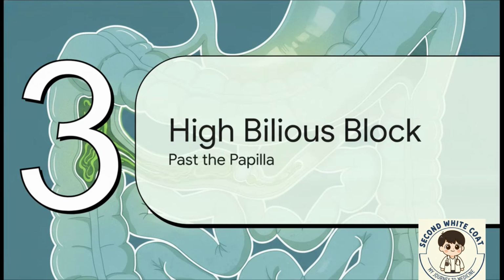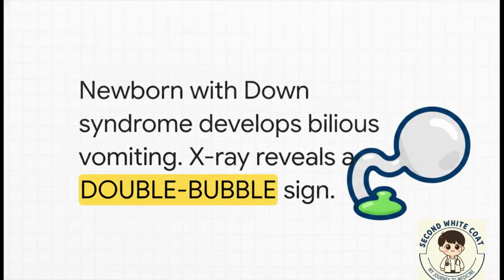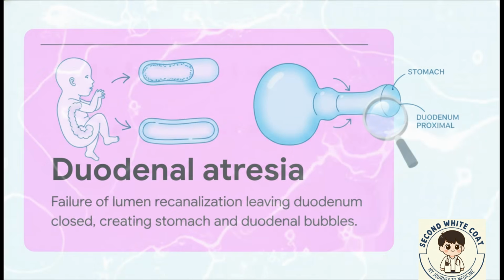Moving on to Section 3, bilious, high intestinal obstructions. Let's see how the presentation changes as we cross our anatomical threshold and move past the bile duct into high bilious obstructions. Here's our next case. A newborn with features of Down syndrome develops vomiting shortly after feeding. An abdominal X-ray reveals the classic double bubble sign. Now, because the obstruction here is past the major duodenal papilla, this baby is going to present with bilious, green vomiting. The diagnosis we're dealing with here is duodenal atresia.